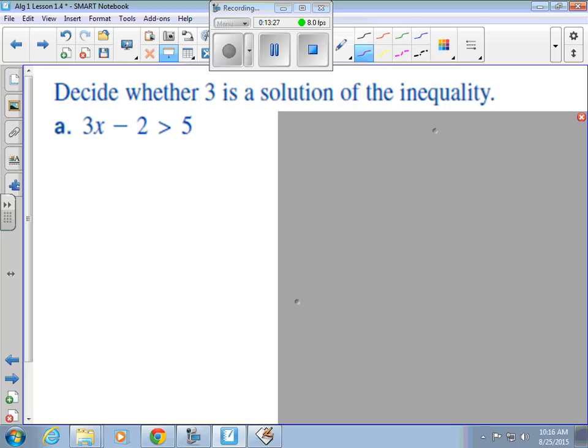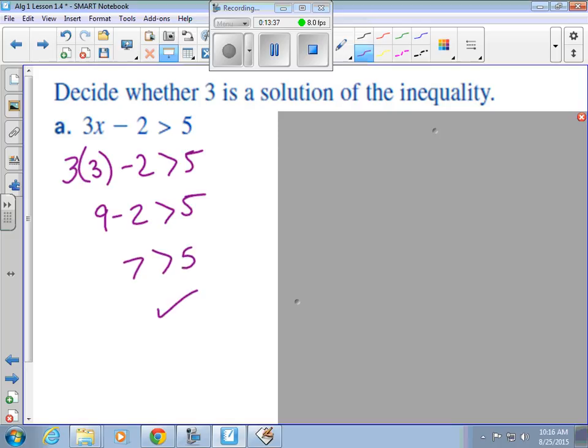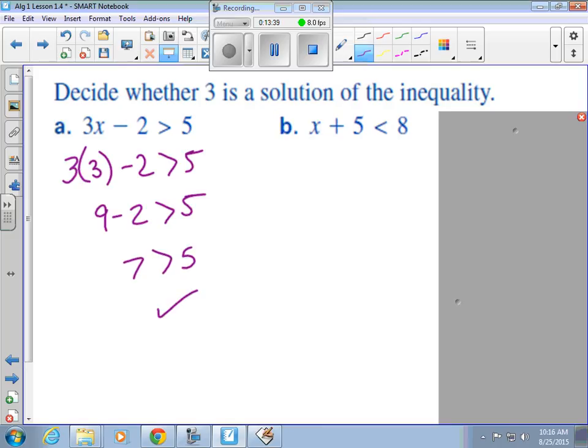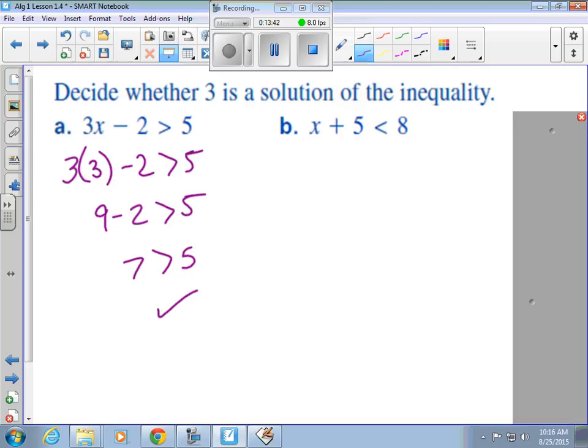When you plug it in, 3 times 3 minus 2 is greater than 5. 3 times 3 we know is 9, minus 2 is 7, is greater than 5. That one is a solution. That is a true statement. Try this one. Take about 20 seconds. Same 3. See if 3 is a solution.